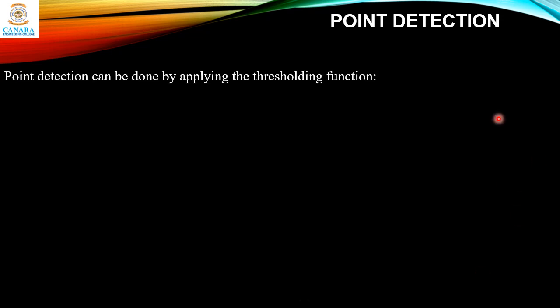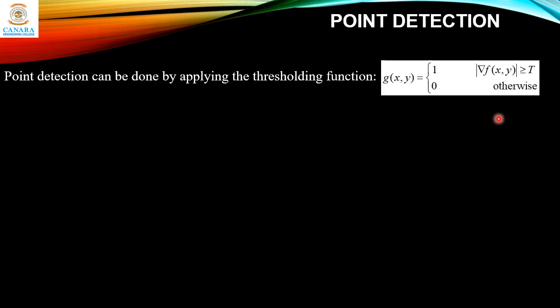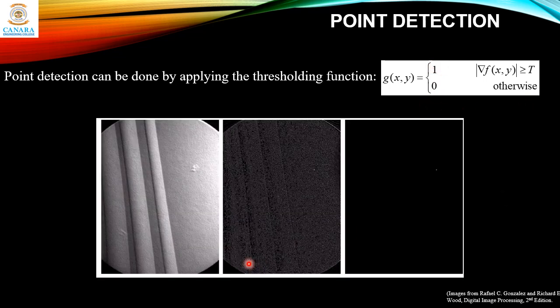Now let us understand how we can perform this point detection. Point detection can be done by applying a thresholding function such as this one: g of x,y is equal to 1 if the absolute value of the Laplacian of f of x,y is greater than or equal to some threshold, and it will be 0 otherwise. So only this condition, it's 1 or 0.